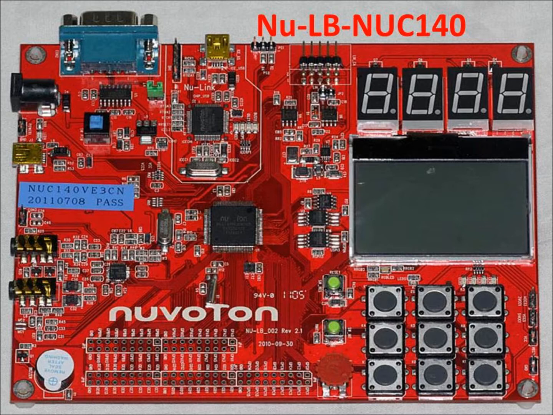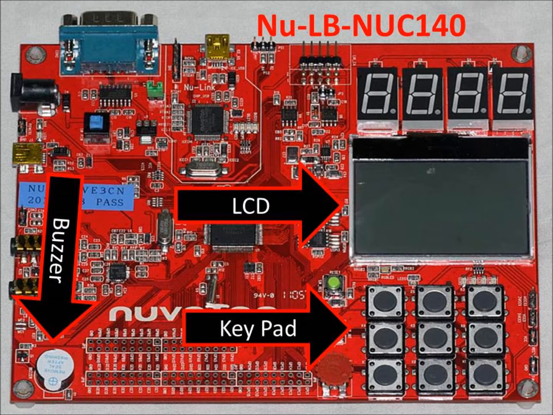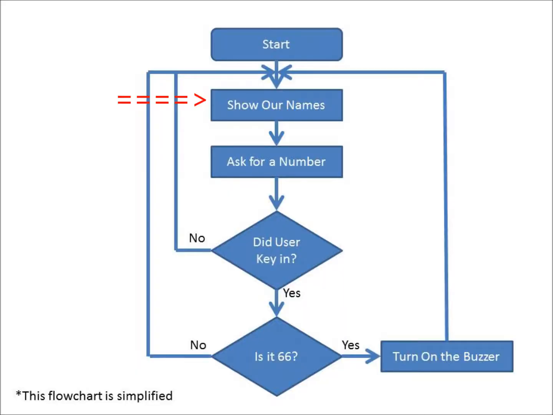Our team decided to use the LCD, buzzer, and the keypad. We made a program to show our names and ask for a code. If the user enters 66, the buzzer goes on. This will be repeated in an infinite loop.